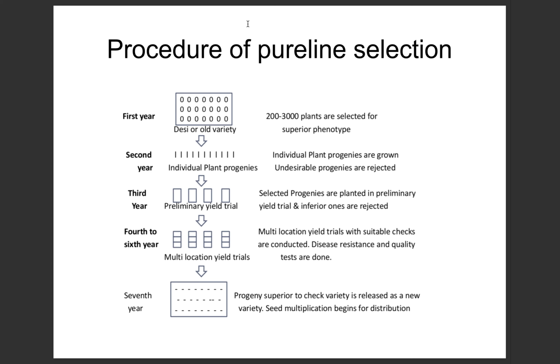And the main difference between pure line and mass selection in this procedure is that in pure line selection, after every generation, the seed is collected separately from each plant and it is not composited or bulked, and that seed is individually raised in the next generation. And in pure line selection, strict self pollination is also done, which is not the case with the mass selection where there is no control over pollination.